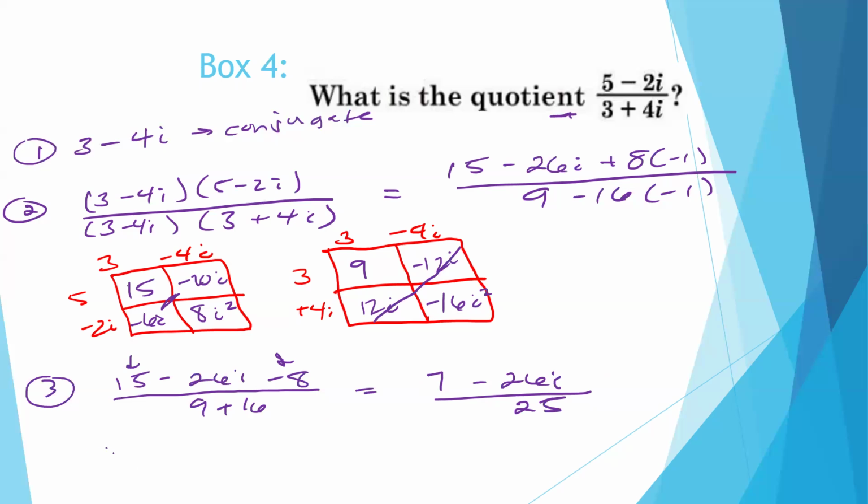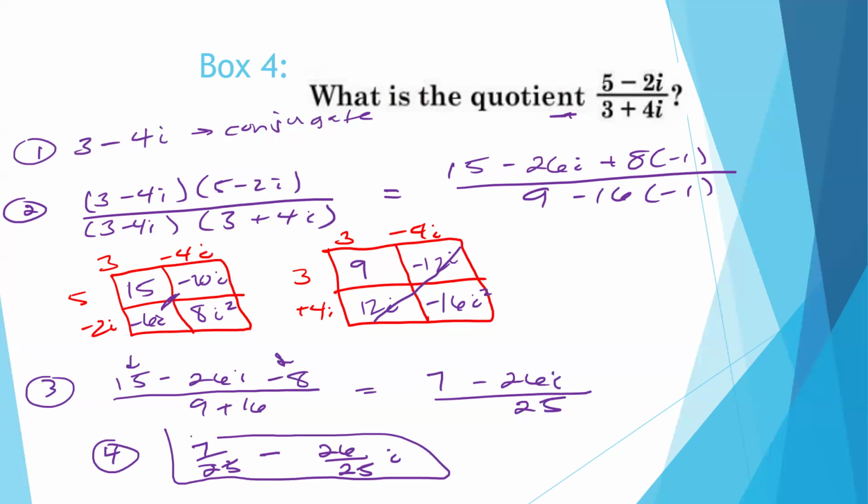No. So step 4 is where you're going to separate your real from your imaginary. So your real is the 7 over 25. Your imaginary is the 26 over 25. Remember, if they share a denominator, they can be separated into two separate terms with their own denominator. And that would be your quotient. All right, that is 3D.2. What are your questions, comments, or concerns?